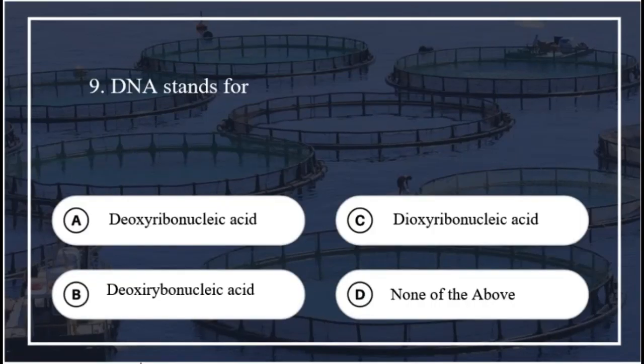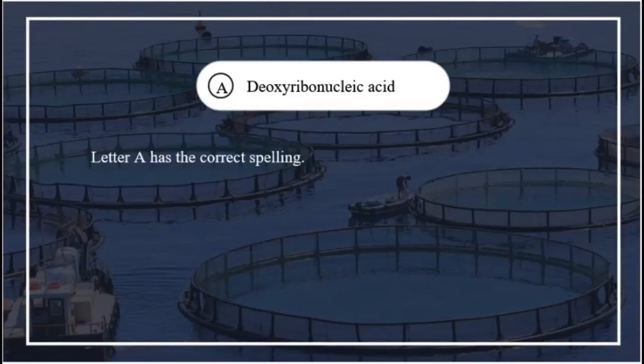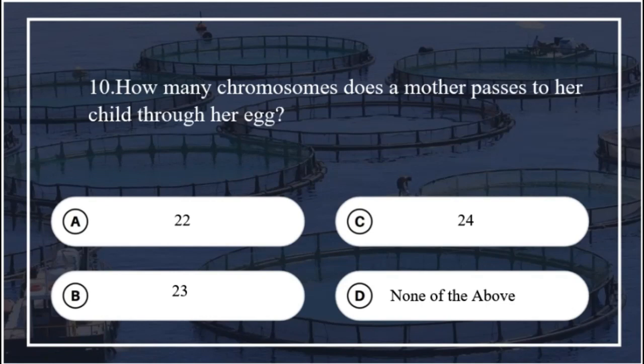9. DNA stands for A. Deoxyribonucleic acid. B. Deoxyribonucleic acid. C. Deoxyribonucleic acid. D. None of the above. Answer: A. Deoxyribonucleic acid. Letter A has the correct spelling. 10. How many chromosomes does a mother pass to her child through her egg? A. 22. B. 23. C. 24. D. None of the above.